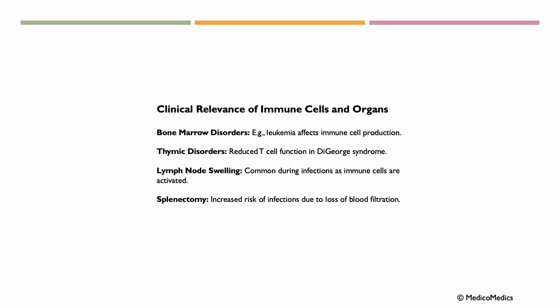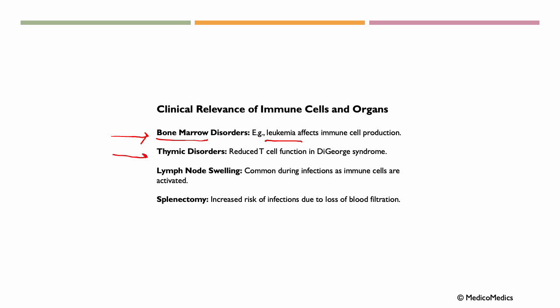Now, what is the clinical relevance of immune cells in our organs? Well, perhaps it is rather obvious right now, following from our previous slides. We talked about the bone marrow being the place where all blood and immune cells are produced. So disorders like, for example, leukemia disrupt this process. And therefore, if you have a breakdown of immune cell production, you will end up with immune deficiency and therefore increased infection risks.